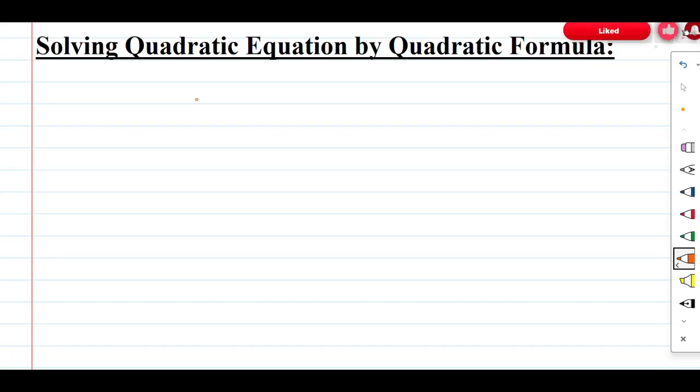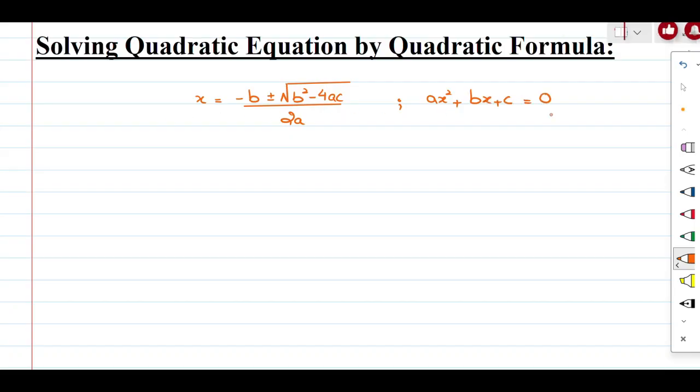Okay, now let me write down the quadratic formula. It has the form x is equal to minus b plus minus square root of b square minus 4ac, divided by 2a. Now what is a, b, c here? So ax square plus bx plus c equals 0. This applies on this quadratic equation.